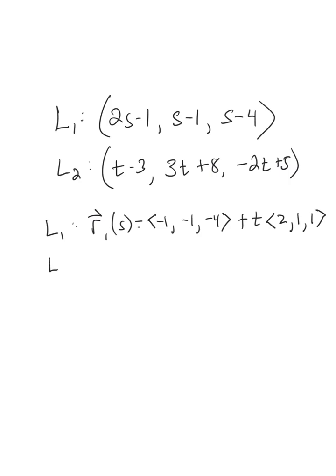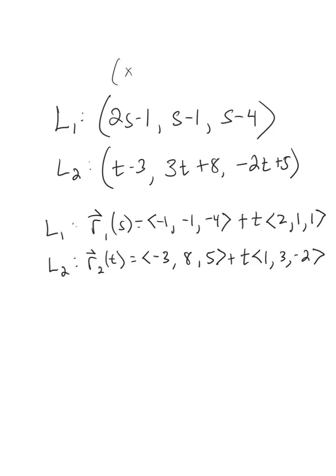The other one, very similar, L2. Now that would be R2 of t would be equal to -3, 8, 5 plus t times 1, 3, -2. And remember, each of those, I wrote it in parentheses because the triples would be x, y, z. So those components match up with the x, y, z. All right, so let's take a look.